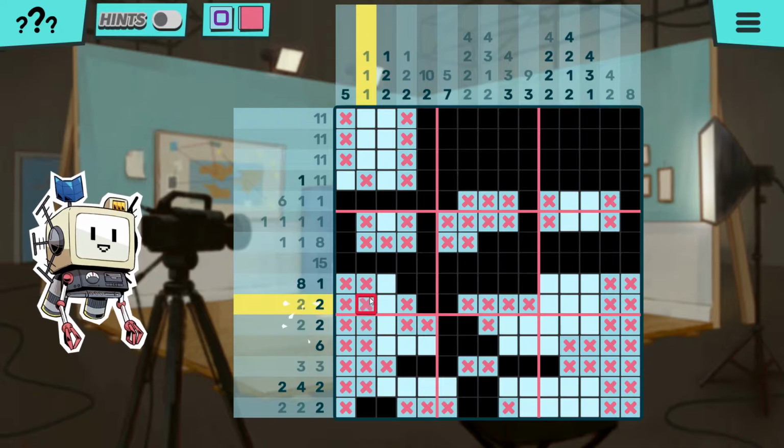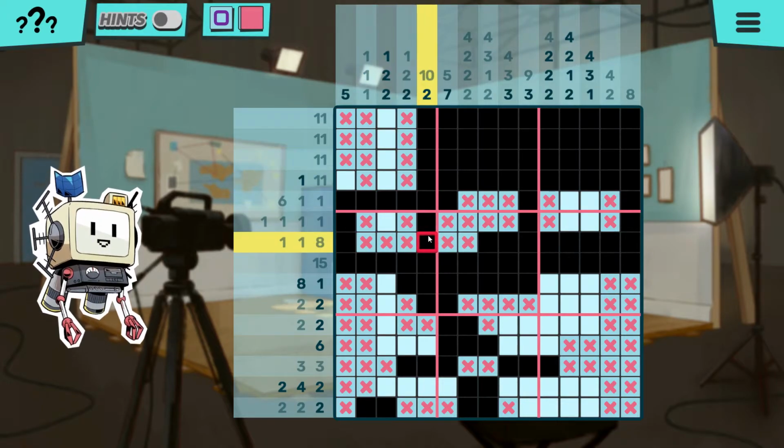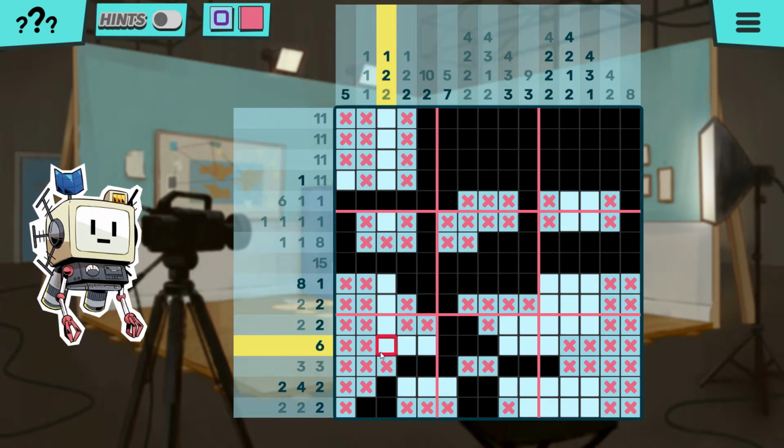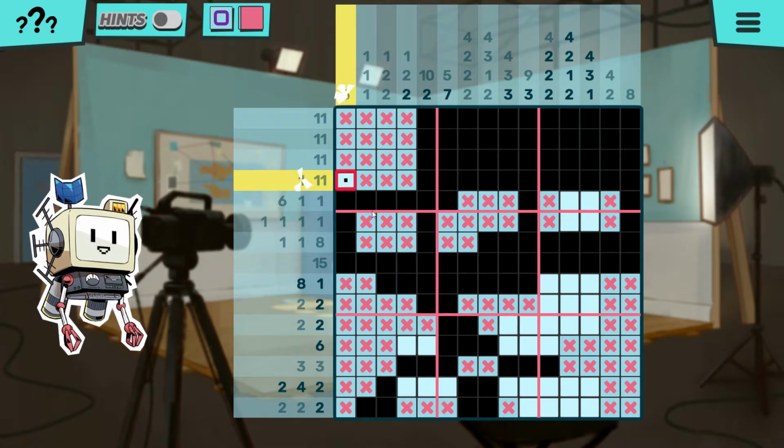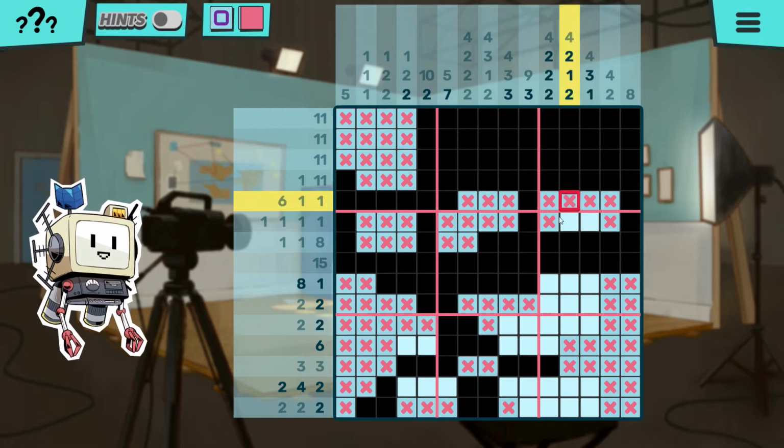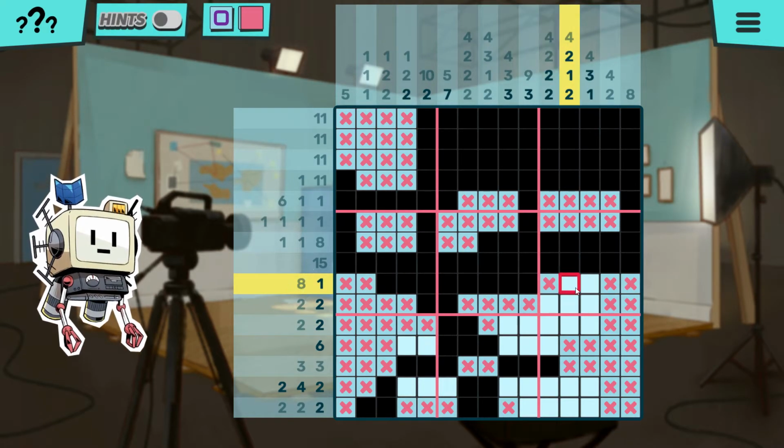So this column is done. That means this has to be a 2. This has to be a 2. This column is done. This has to be a 1. This row is done as well as this one. That's already an 8, isn't it? Yeah.